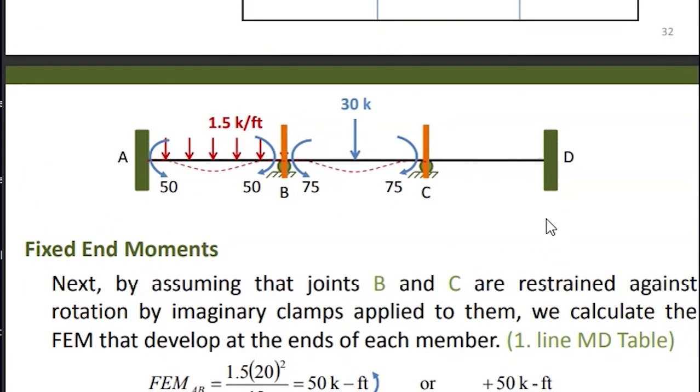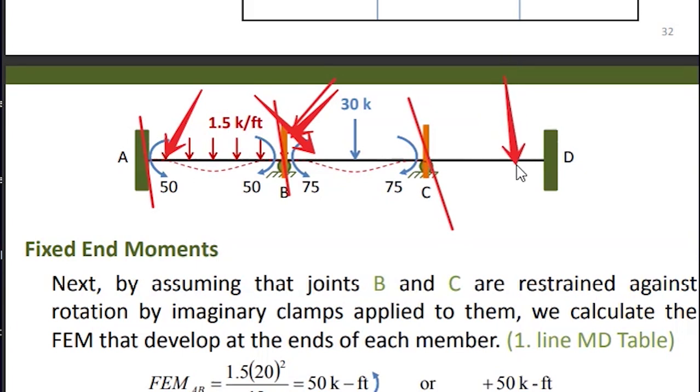Now at a restraint, once you restrain, you can see that the moment acts this way, and this moment this way, and this moment this way. Here there is no moment because no load is applied along the member CD. Now the fixed end moment can be calculated by normal formulas.